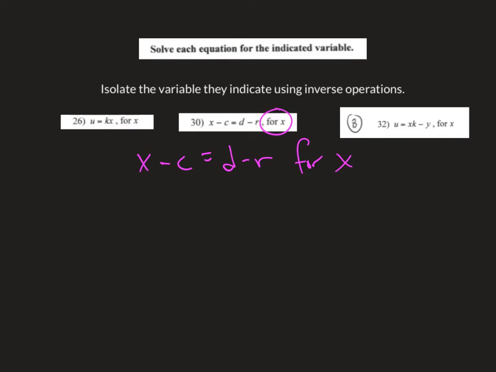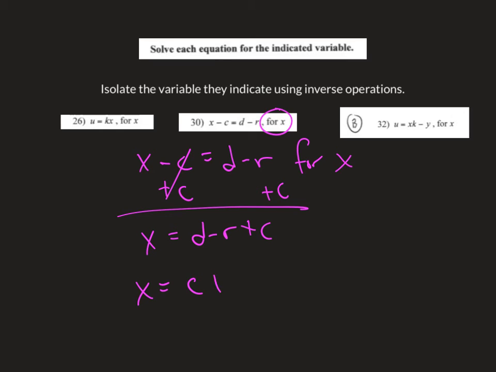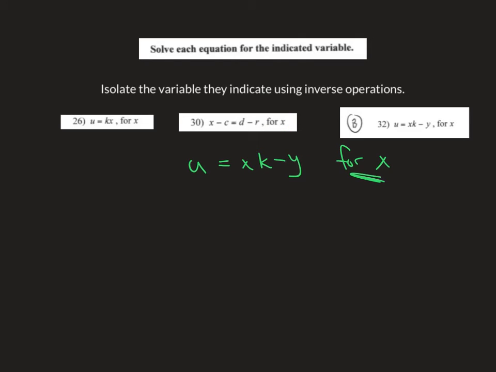Again, for number 30, it says to solve for x. So x minus c equals d minus r. If you want to solve for x, I guess c has to go. So c is attached to x by subtraction. So I'm going to add c to both sides. So that cancels out. I'm going to get x is equal to d minus r plus c. That plus c could go anywhere, right? You could have written x equals c plus d minus r, as long as you have the positive c in there. So I think this would be the most popular answer. Done.